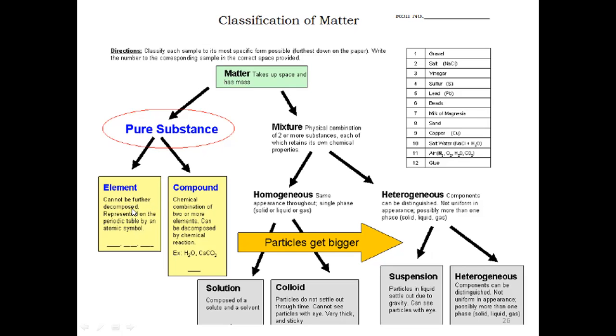One is the element and one is the compound. In the periodic table, if it is the pure symbol, then it is called the element. And if it is a combination of more than one element, it is called a compound.